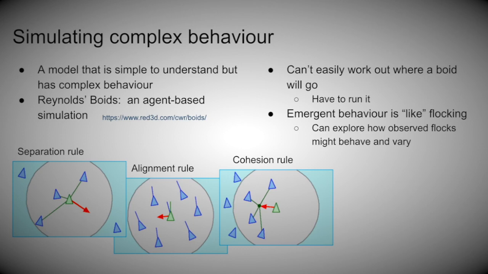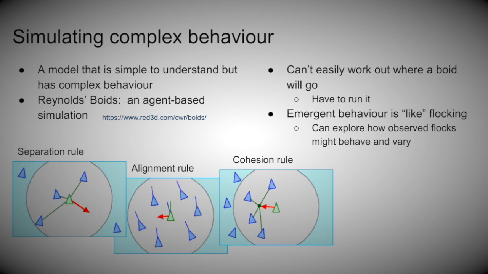An alignment rule says that whilst they're staying away under the separation rule, they'll actually try and move in the same direction as our central boid or bird. But then we have a cohesion rule, and the cohesion rule says that actually birds quite like being together. So there's a tendency to move together. As you put those three rules together, you get birds that don't fly into each other because they're separated. They align, but they also form a cohesive group. So they align and they keep moving close together.